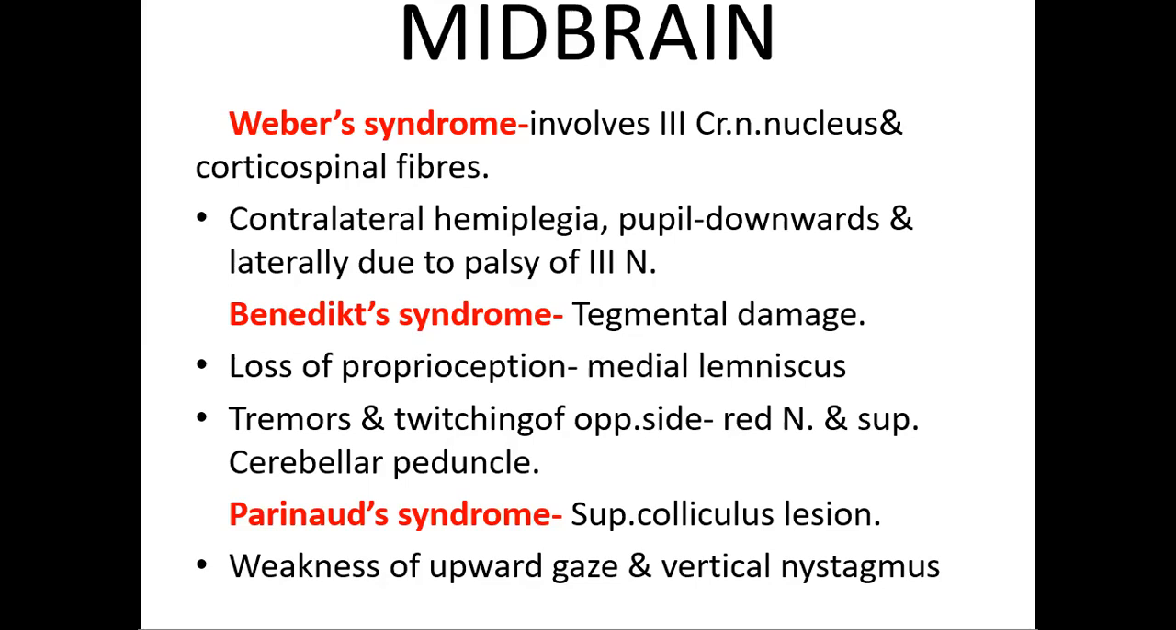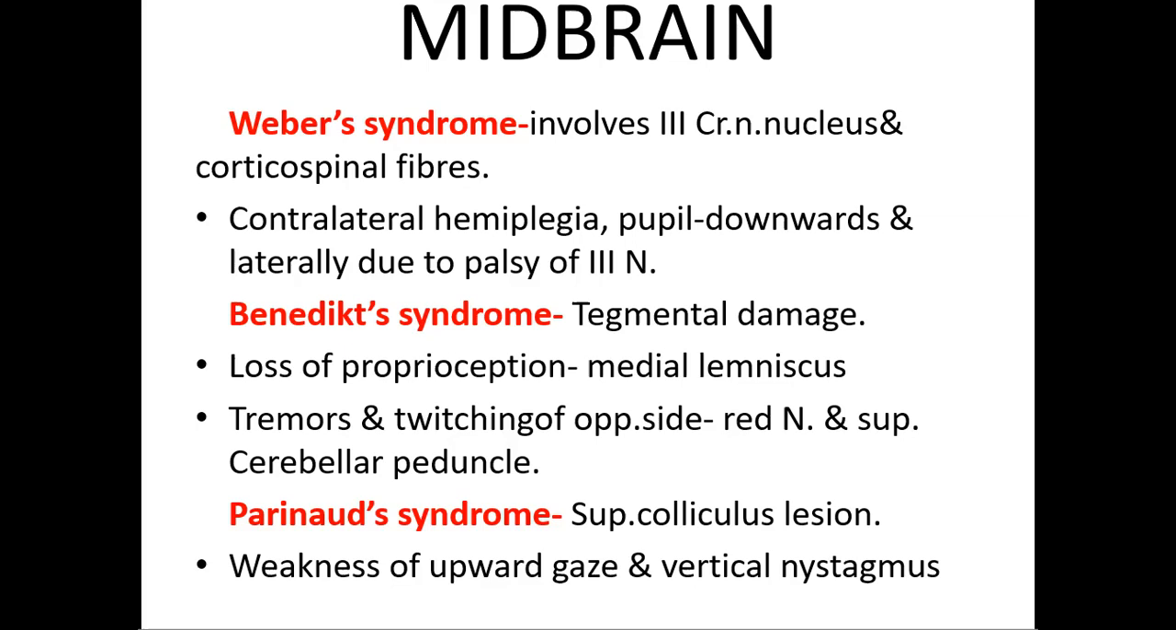Basically in Parinaud syndrome, there is a lesion in the superior colliculus. Once there is a lesion in the superior colliculus, it will harm our vision. So there is weakness of the upward gaze and vertical nystagmus. Nystagmus is basically the involuntary movement of our eyeballs. From side to side, involuntarily, without our knowledge, there is lateral movement of our eyeballs. Vertical means up and down movement of the eyeballs without our knowledge, which we call vertical nystagmus. So that is one condition.